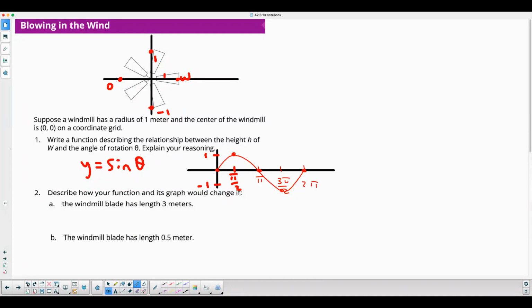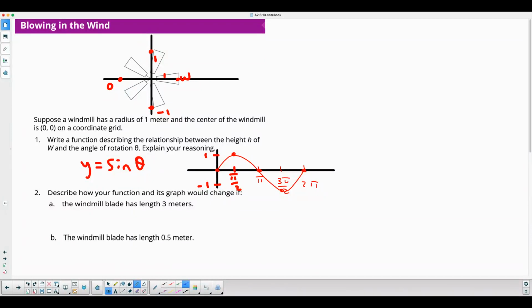You would not use cosine of theta. Cosine of theta would be if it started up here at the top. If that was my starting point, I'd start at 1, and then I would go down to 0, and then -1, back to 0. It would look something like that, okay? And that would be a cosine curve because I start right up there. Okay. So I'm going to get rid of all that.